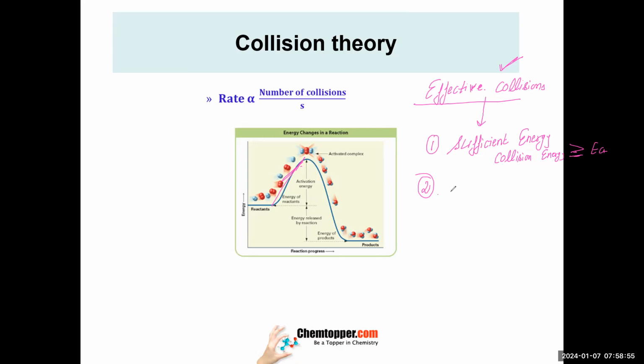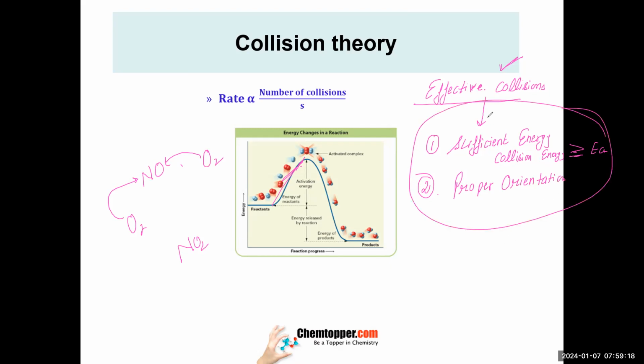Sufficient energy. And second, if you remember I was discussing NO, O2, O2 colliding from this side, O2 colliding from this side, to give you, yes, proper orientation. Proper orientation. These are the two factors. If they are taken care of, then yes, the product will form. Otherwise, no. So the proper orientation and sufficient amount of energy so that we can cross the activation energy barrier.